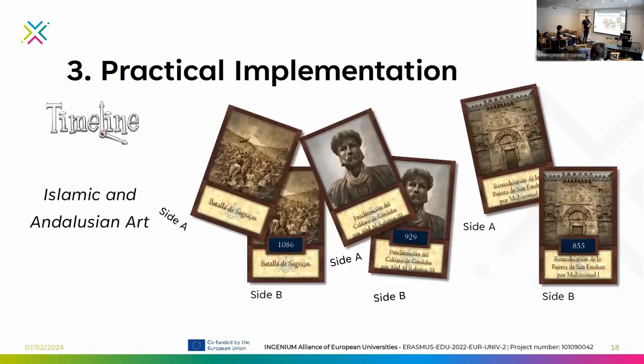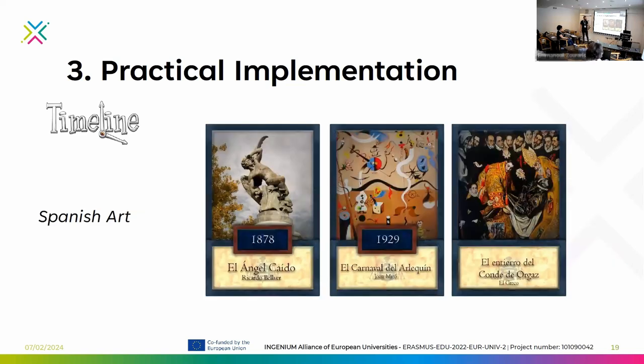The timeline, as you can see, we have, for example, in this implementation, we did a deck specific for Islamic and Andalusian art. We have events like an important battle or works of art. We have all different characters making something very specific in a specific moment, and you have to order them in chronological order. Another case of study was using Spanish art.